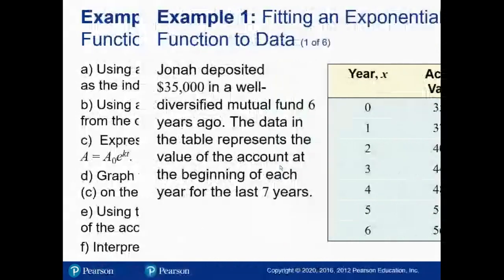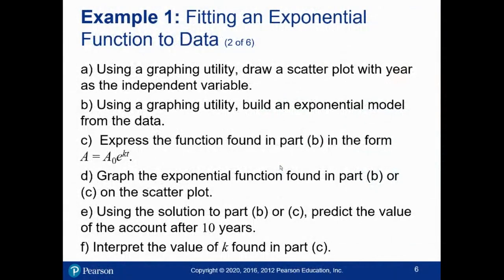OK, so let's take this table of data and answer the following. Draw a scatter plot. Build an exponential model using a graphing utility, because otherwise the best fit is a little tough to find by hand. Take that function and make it look like a normal exponential model, graph that, predict the value after 10 years, and interpret the value of k.